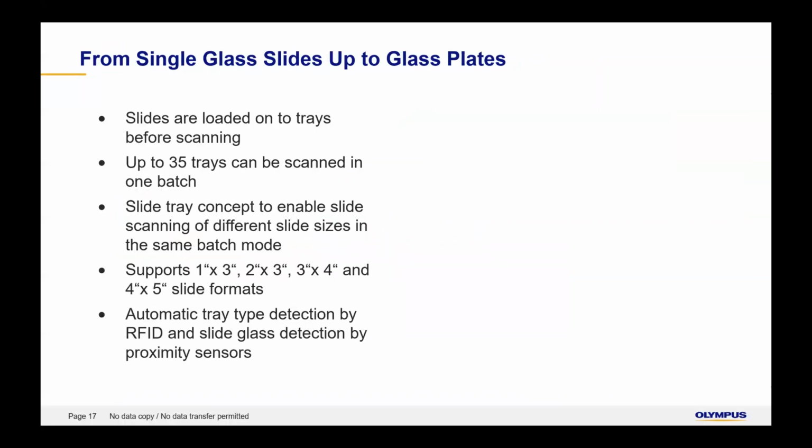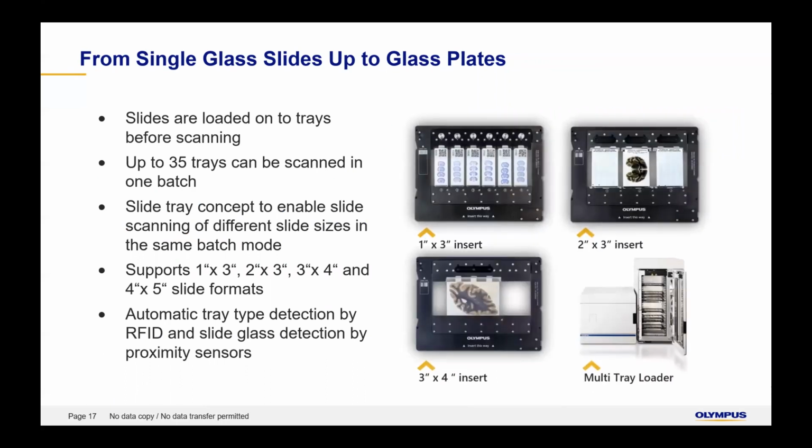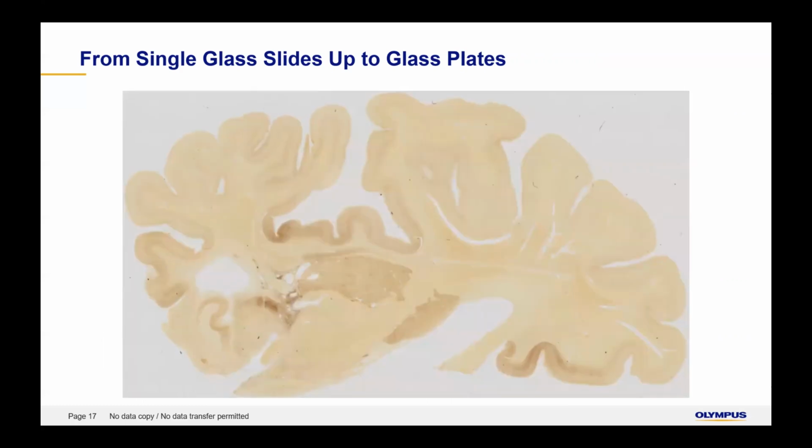So first things first, you need to load the samples. The VS200 supports various slide formats. You can see 3 of the trays here on the right. They're all RFID tagged, so the system will know what kind of tray you loaded. If you have the loader, not only will it know what kind of tray you loaded, but it can also detect whether or not a slide is loaded into a particular position, so you're not wasting time scanning slides that aren't there. The system can handle up to a 4x5-inch glass plate, so you can handle a very wide range of samples, including this glass slide here of a section of human brain.